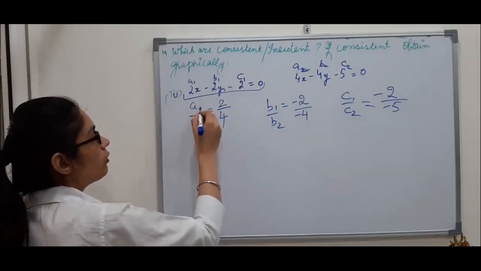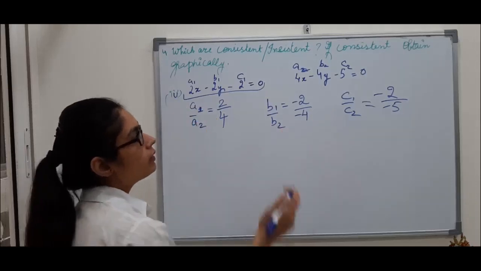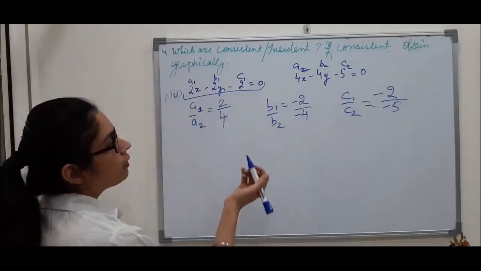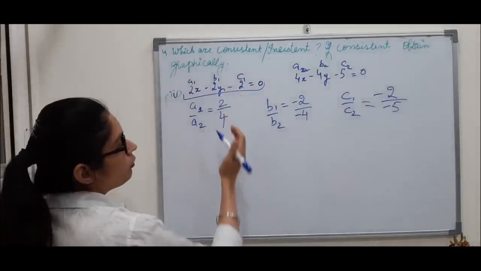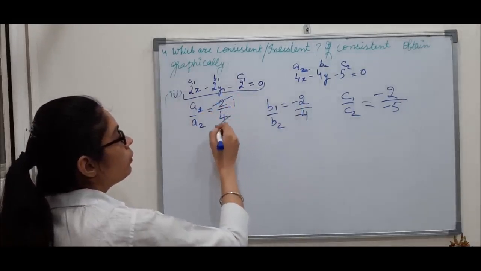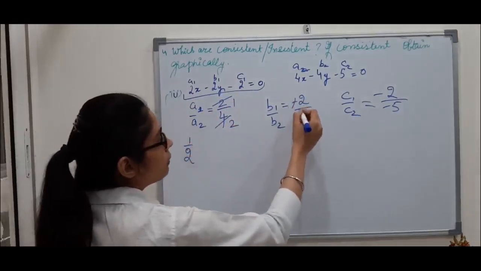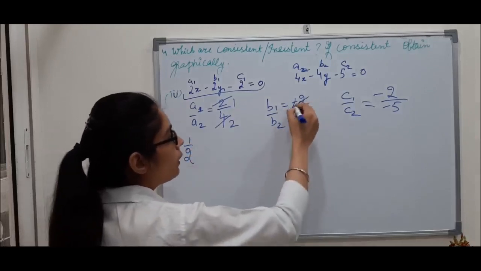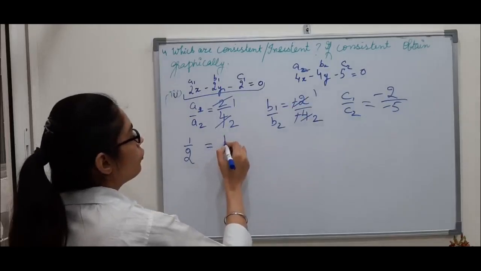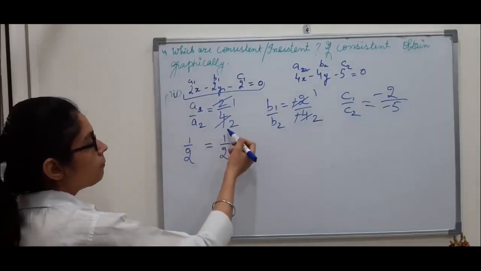In the first equation we have values like a1, b1, c1, and in the second equation these will be a2, b2 and c2. So you can write it in that way. Now we will do further simplifications. 2 into 1 is 2, 2 into 2 is 4. This is 1 by 2. Minus and minus sign will get cancelled. 2 into 1 is 2, 2 into 2 is 4. Again we got 1 by 2. See, a1 by a2 is equal to b1 by b2.